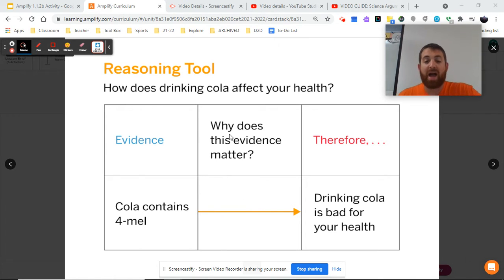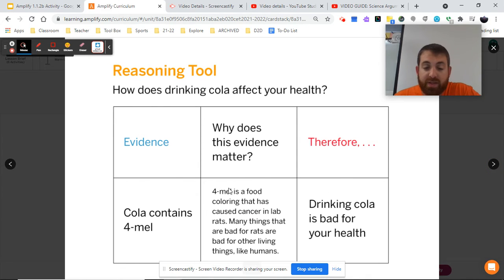So we have to ask ourselves, why does this evidence matter? Why does containing 4-MEL matter and help us know that drinking cola is bad for your health? Well, this is where we would need to have strong reasoning. So this connecting reasoning that shows how the evidence supports the claim hopefully gives context to why this evidence leads us to this conclusion. So 4-MEL is a food coloring that has caused cancer in lab rats. Many things that are bad for rats are bad for other living things like humans. So, with this reasoning, we're able to take this very simple, very basic piece of evidence and connect it to our claim.